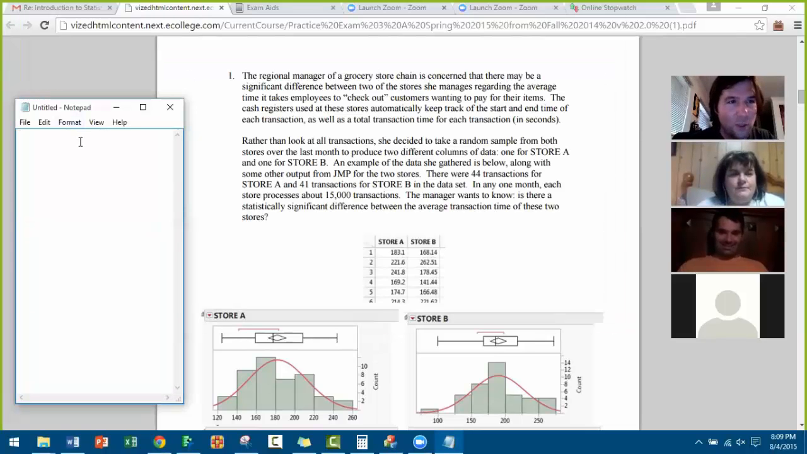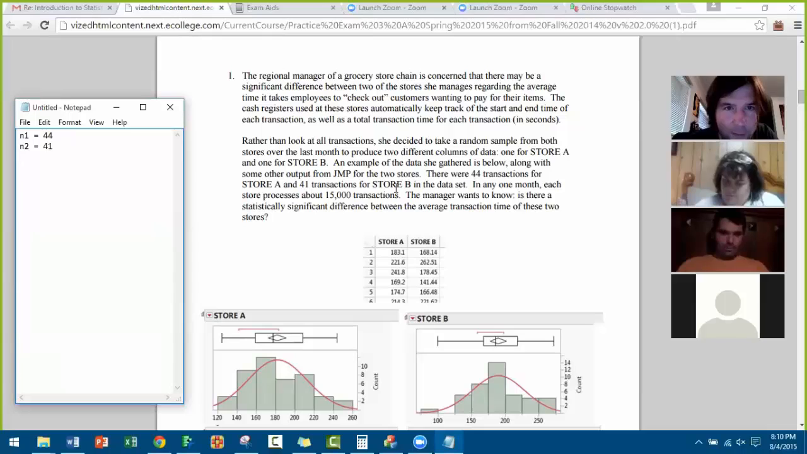So here we go. We'll put some notation on the side. We have N sub 1 in the notation. From Store A, we have sampled 44 transactions, and 41 transactions at Store B. I'm taking that from the problem itself to get the notation for it. You notice right here it says there were 44 transactions at Store A and 41 at Store B.